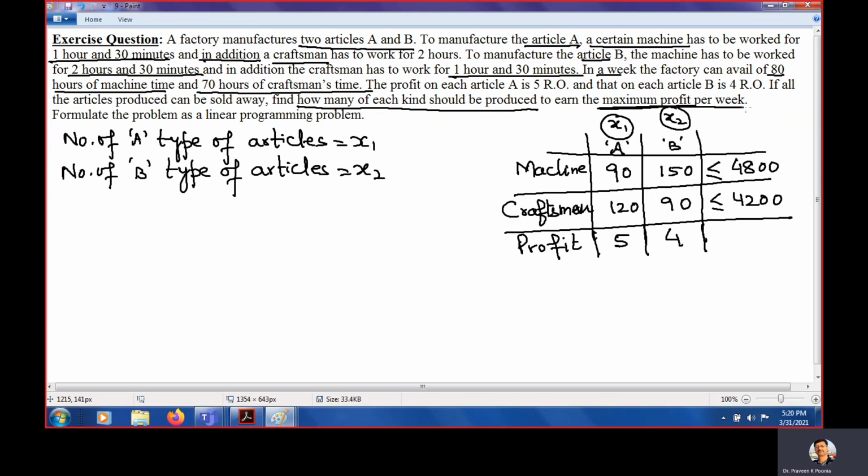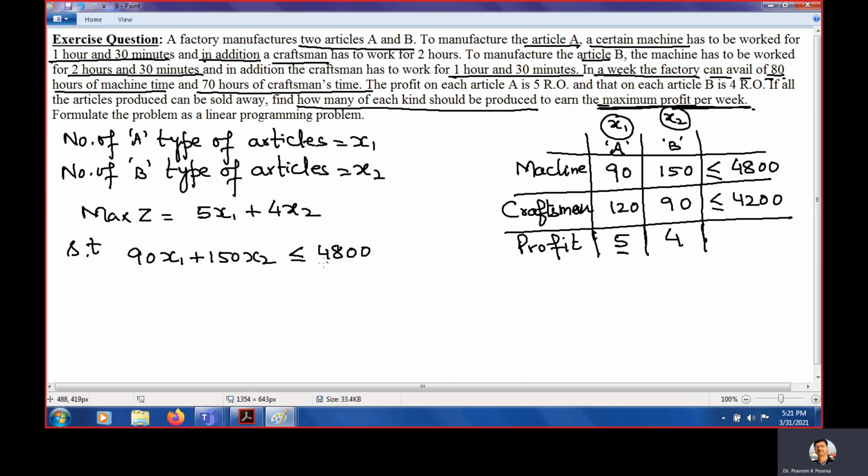Maximize the profit per week, because we are using data for a week. In a week, the factory can avail 80 hours. So this is weekly data, and he's asking for maximum profit per week. So you need to maximize the profit Z. And how much will it be? The profit on one A type of product is 5 and the total is x1 products. Similarly, 4x2, subject to the constraints 90x1 plus 150x2, and it is less than or equal to 4,800.